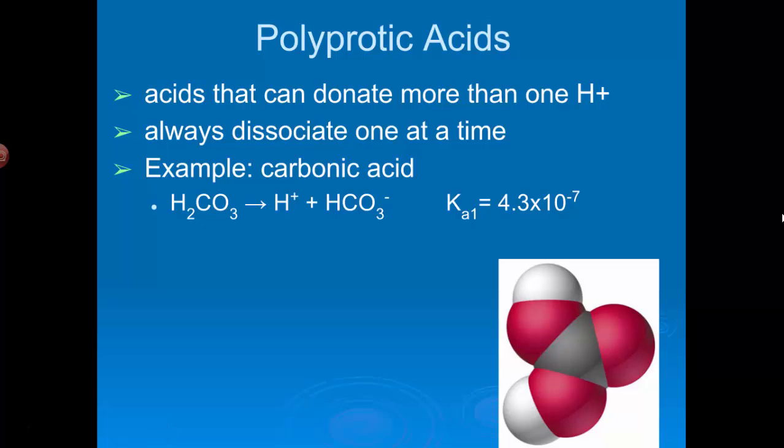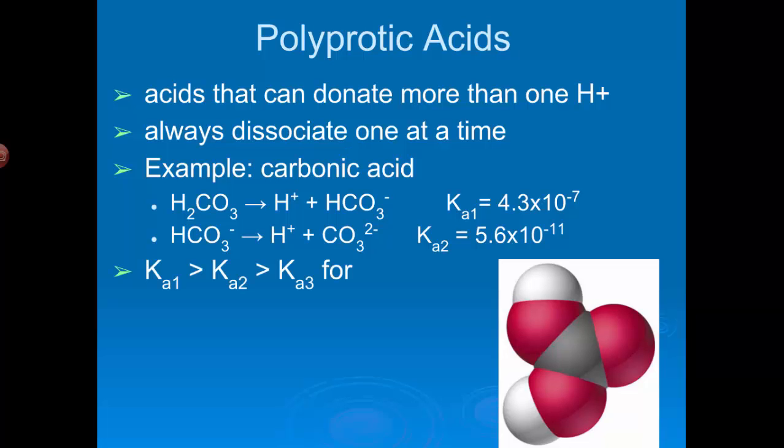First to H plus and HCO3 minus, that has a Ka value of 4.3 times 10 to the minus 7th. The second is HCO3 minus to H plus and CO3 2 minus. That has a Ka2 of 5.6 times 10 to the minus 11. The second ionization of a polyprotic acid is always going to be much less than the first. The first one's always stronger, okay? And if there's a third one, that's even less.